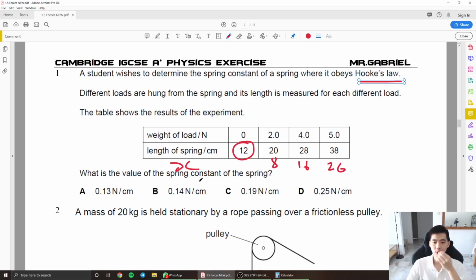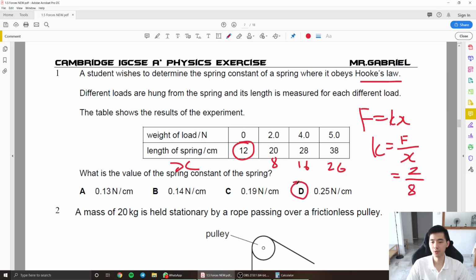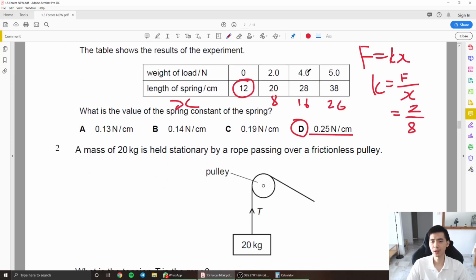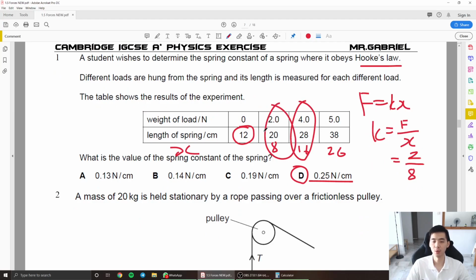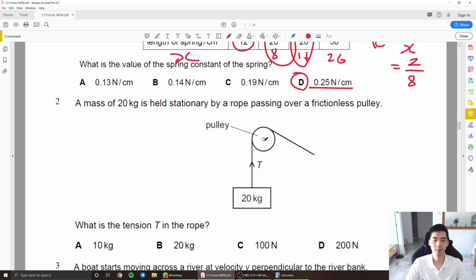What is the value of the spring constant here? Very straightforward. Yet again, Hooke's law's formula is F equals Kx. K would be equal to F over x. In this case here, I'll use this as an example. 2 newtons divided by the extension of 8 should give me a final answer of 0.25 newtons per cm. Okay? You can use either one of them, you should get the same answer as well. Probably not this one though, this one would probably have exceeded Hooke's law already, the elastic limit. But anyhow, if you use either one of these two, you get the same answer.